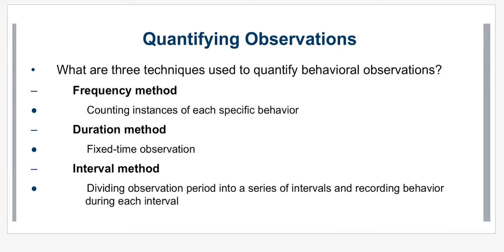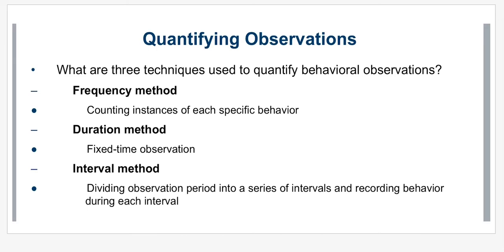There's a duration method where instead of counting the frequency, you're doing the amount of time that you observe a certain behavior. So an example would be if you were looking at how often an autistic child plays alone versus in a group. In a 30-minute period, you could say you observed this participant playing alone for 18 minutes of that 30-minute period. So that would be duration.